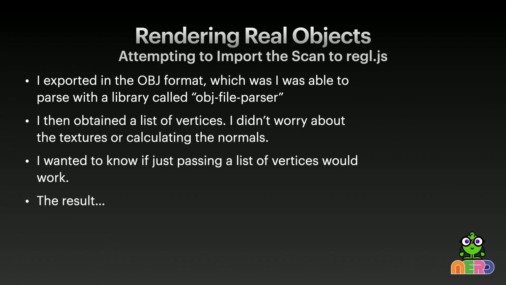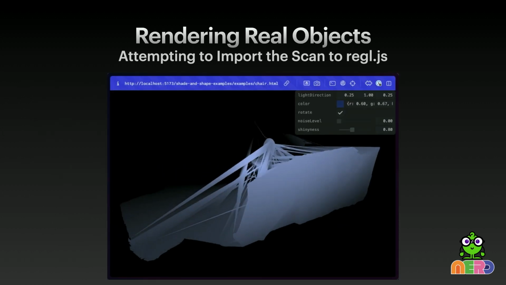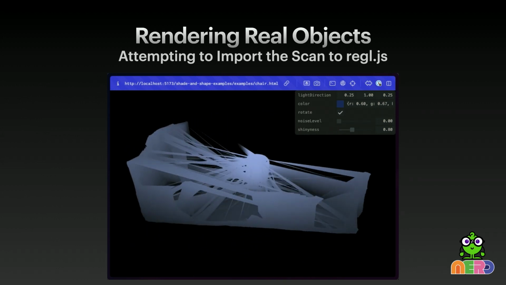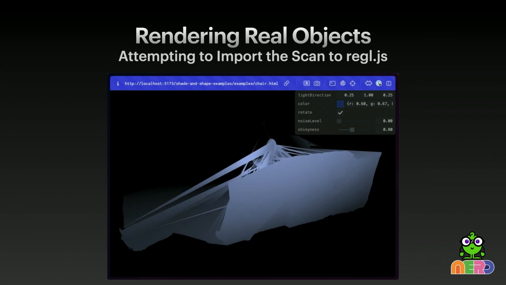Anyway, I exported it in this OBJ format, which I was hoping would be a nice list of vertices. I used this library called obj file parser. Sounded pretty promising. I didn't worry about the normals. I just wanted the list of vertices. I just wanted to know if that would work, and here was the result. So, didn't exactly work.